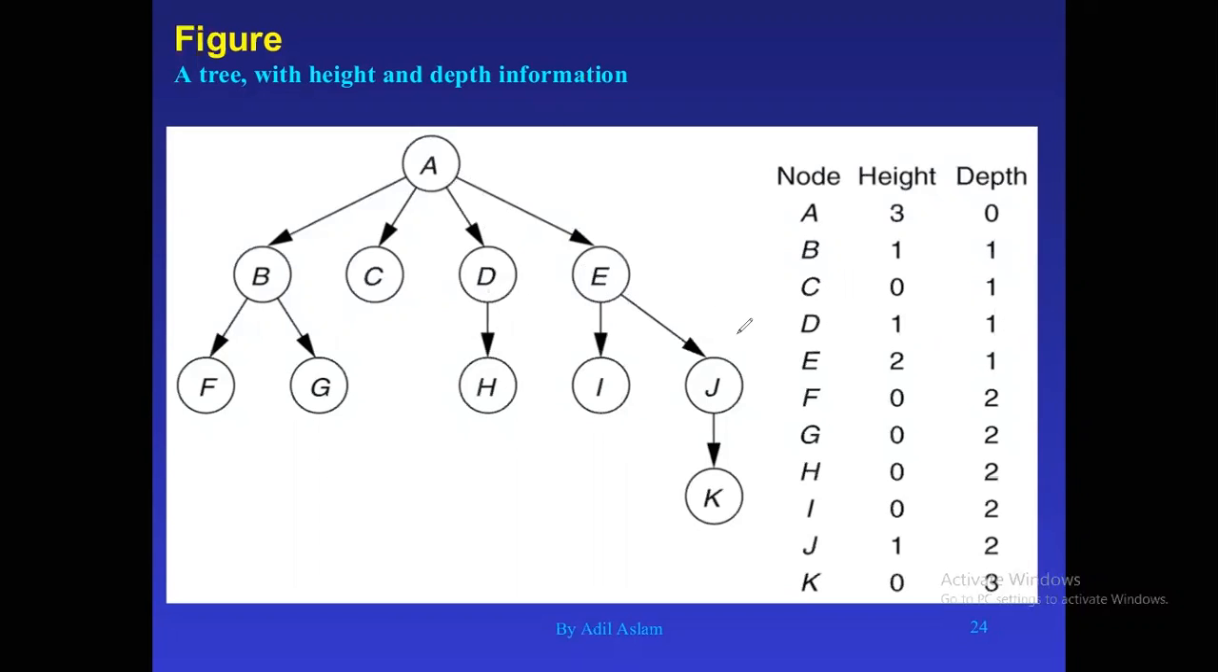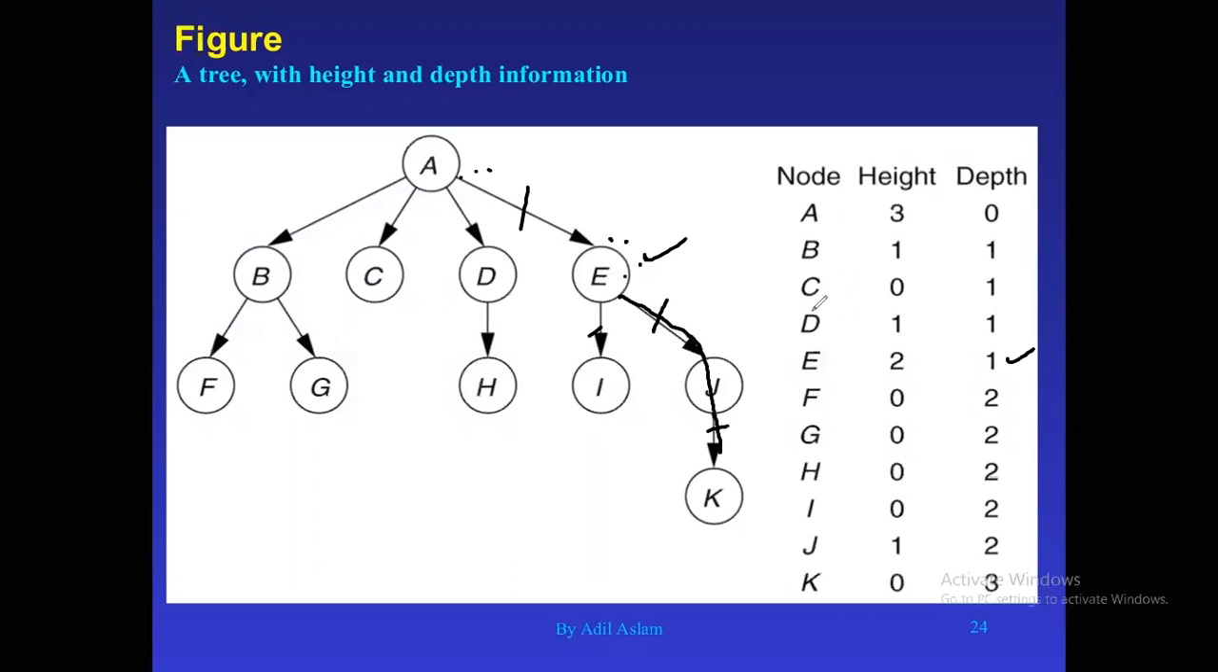You check it for E. For E, back up to root how many edges will be there? 1. Therefore depth is 1. For E, up to leaf how many will be there? Here 1, 2. Here how many? 1. So you have to choose the longest path. So this is the longest path. How many edges?